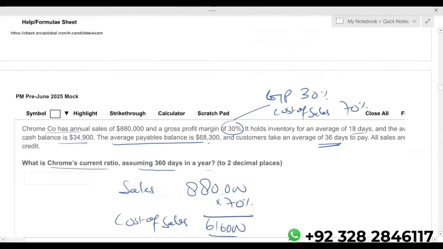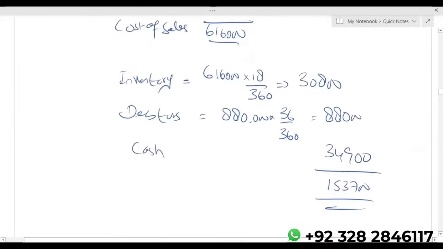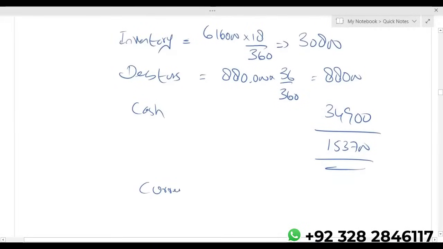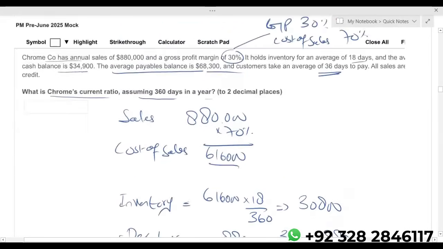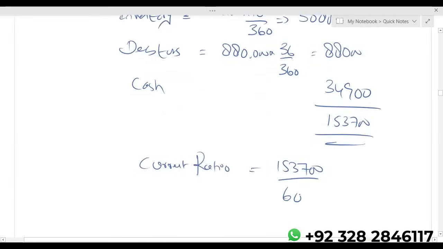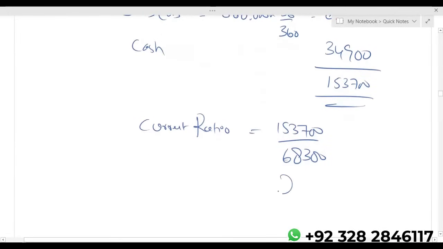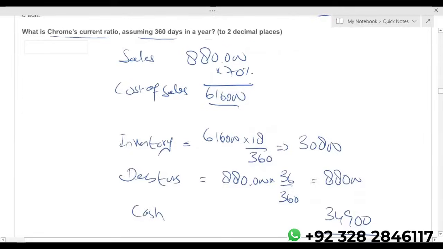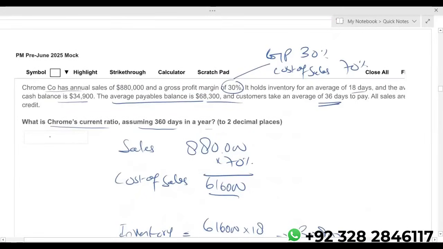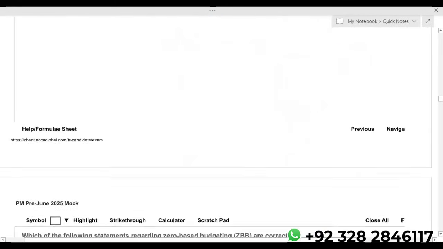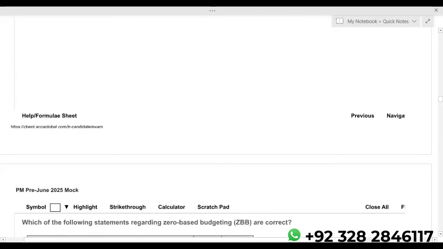Average payable is 68,300. There are no other current liabilities. So here comes your current ratio: total current assets 1,53,700 upon current liabilities 68,300. Students, I'm getting 2.25 times, to 2 decimals. Either someone writes 2.25 to 1 or 2.25 times.